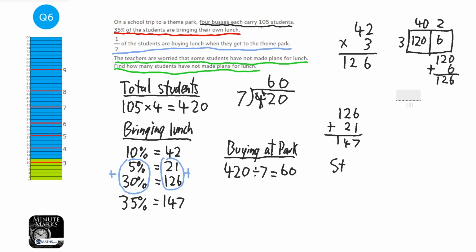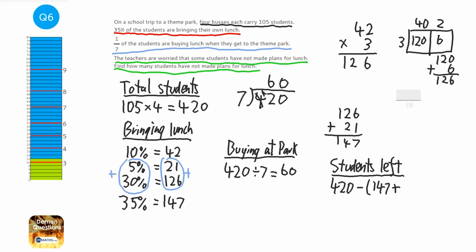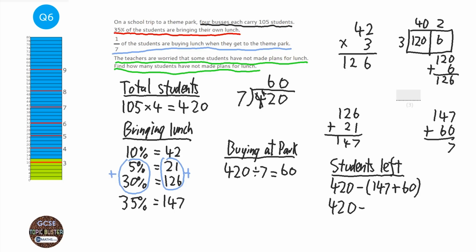So students left. We're going to do the amount of students, which is 420, take away the people who are bringing lunch, plus the people who are buying it in the park. So we need to work out what that is. So it's 147 plus 60. So 7 plus 0 is 7. That's going to be 10. And so that's going to be 207.